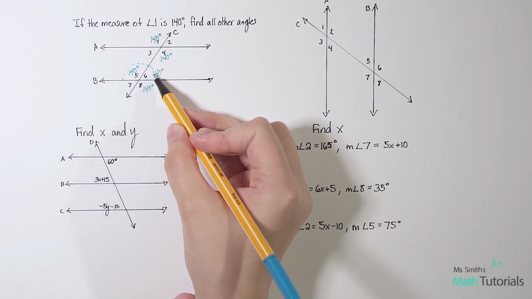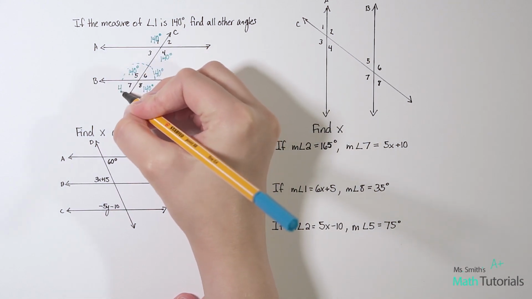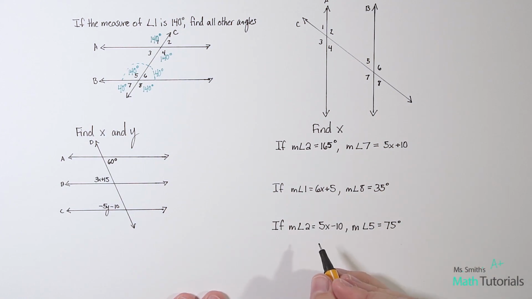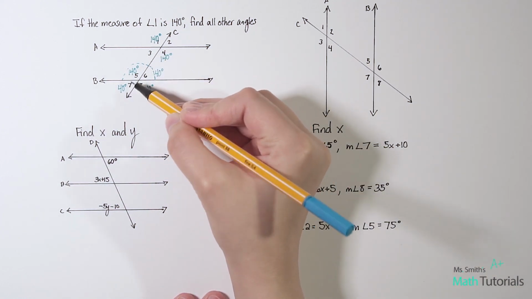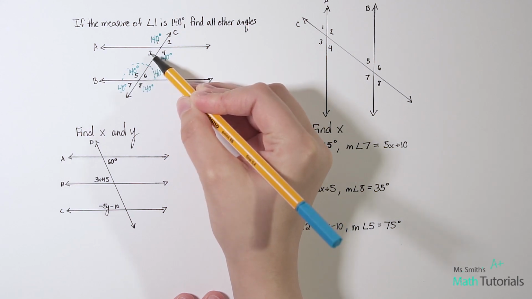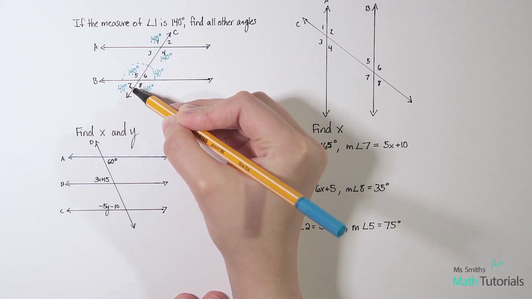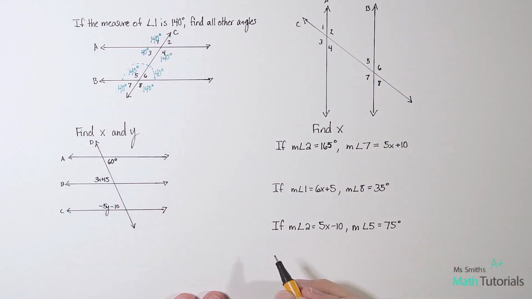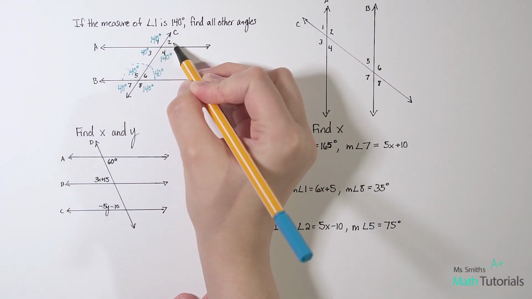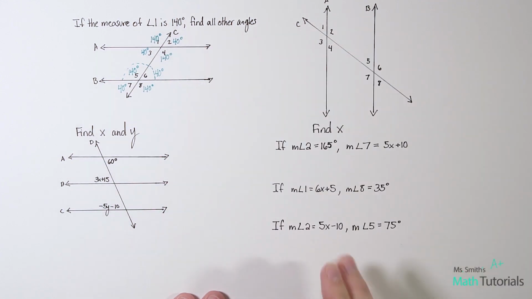And now if 6 is 40 degrees, 6 is vertical angle with 7. So 7 has to be 40 degrees. And I could say that angle 7 and angle 3, remember our pick one, skip one, go to the next one, are corresponding angles that are congruent. So if 7 is 40 degrees, so is 3. And then 3 is vertical angles with 2, which means 2 has to be 40 degrees as well.